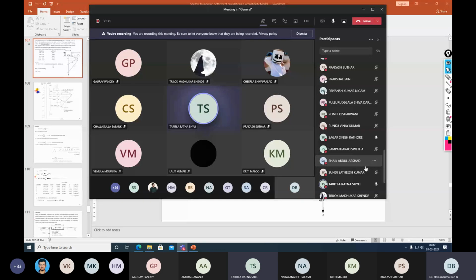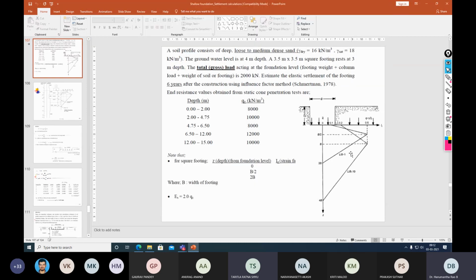Yes, sir. Very good. But there are two curves available, C1 and C2. Among these two curves, which one are you going to use? L by B is equal to 1. Since this is a square footing, we are going to use L by B equals 1. Okay. Very good.